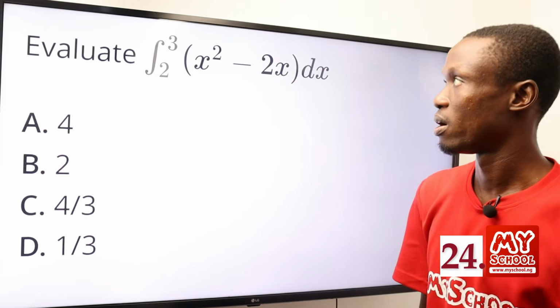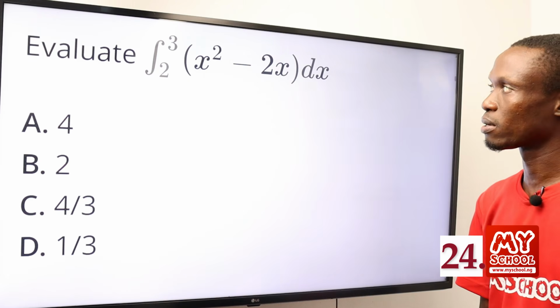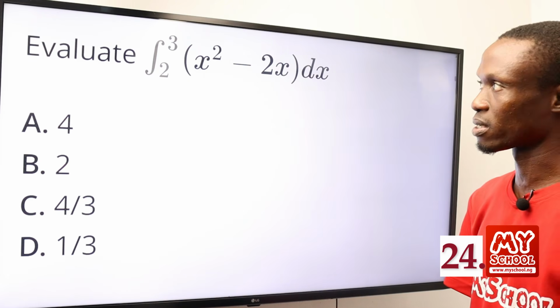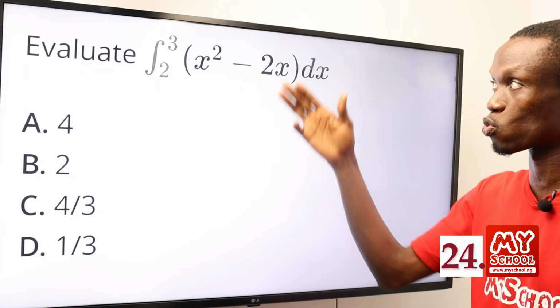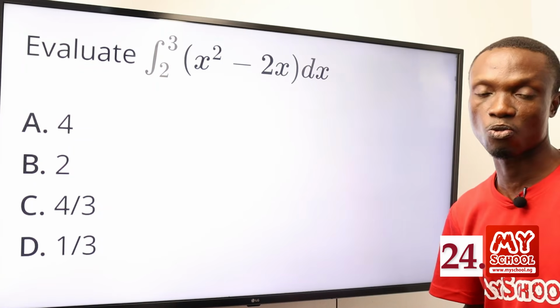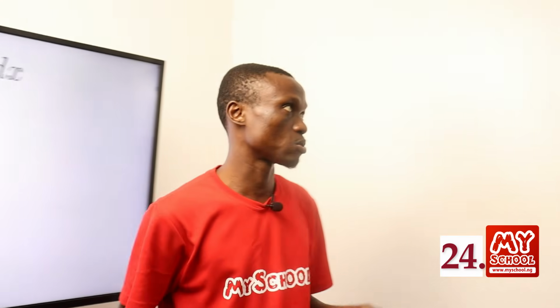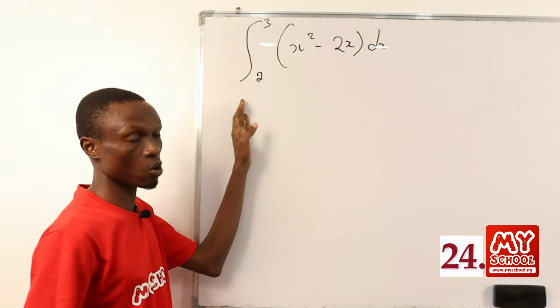Question 24. Evaluate the integral of x squared minus 2x dx, where the limits are given to us to be 2 and 3. So let's move over to the board to provide the answer to this question. This question is under integration.